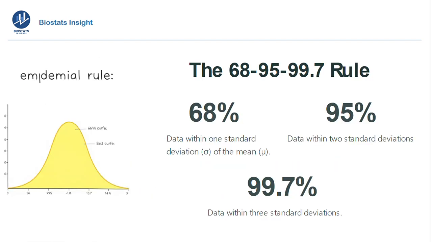Now there is the formula for normal distribution, which is known as the empirical rule, where we have 68, 95, and 99.7%. When we say 68%, it means the data within one standard deviation of the mean. If it is 95%, then it is the data within two standard deviations. When it is 99.7%, it is the data within three standard deviations of the mean.